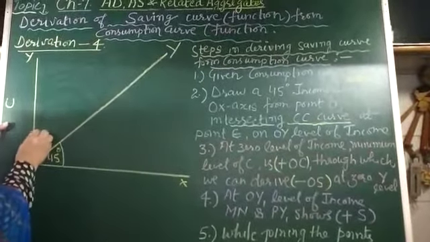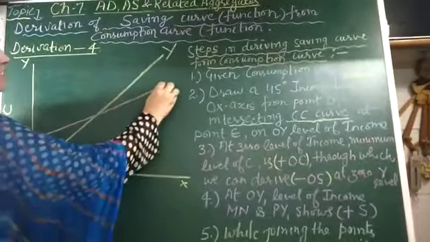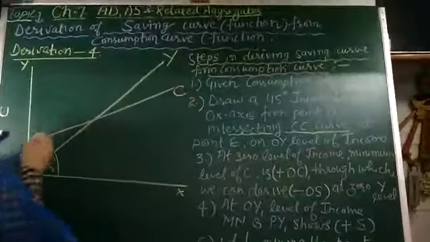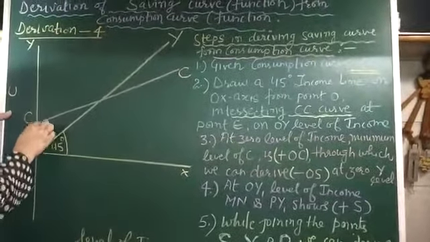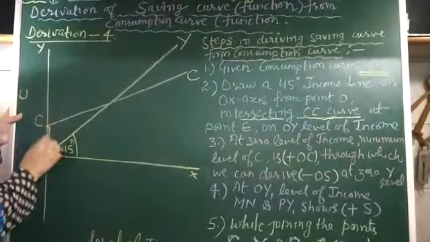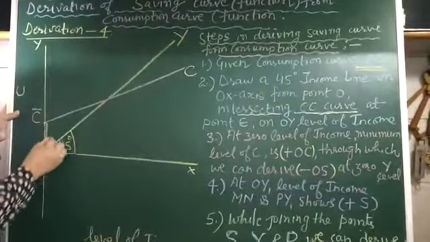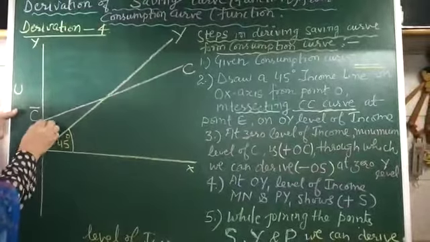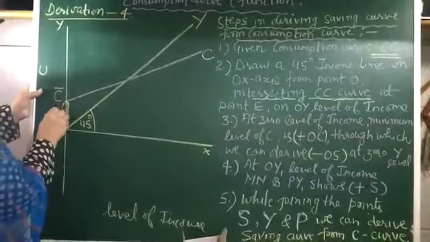Then CC is the consumption curve. OC is the minimum level of consumption. Actually, this is C bar, or you can also write down C plus consumption.